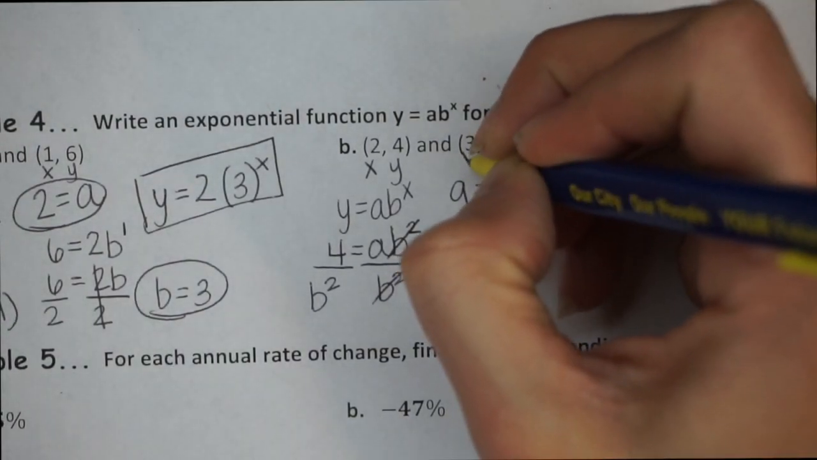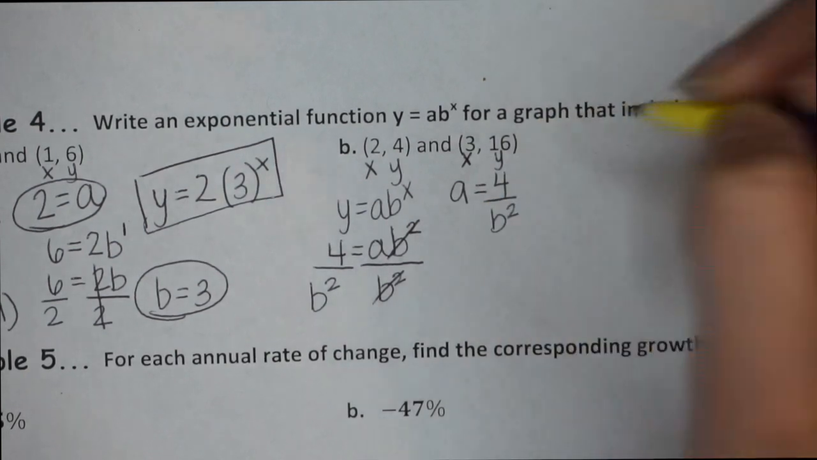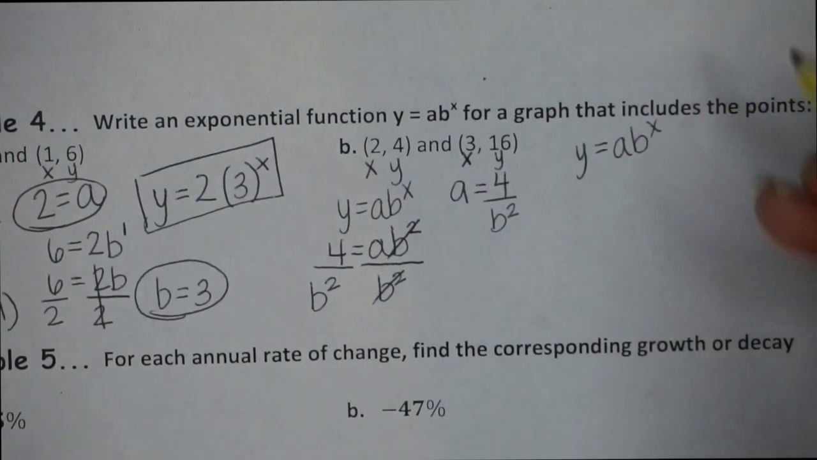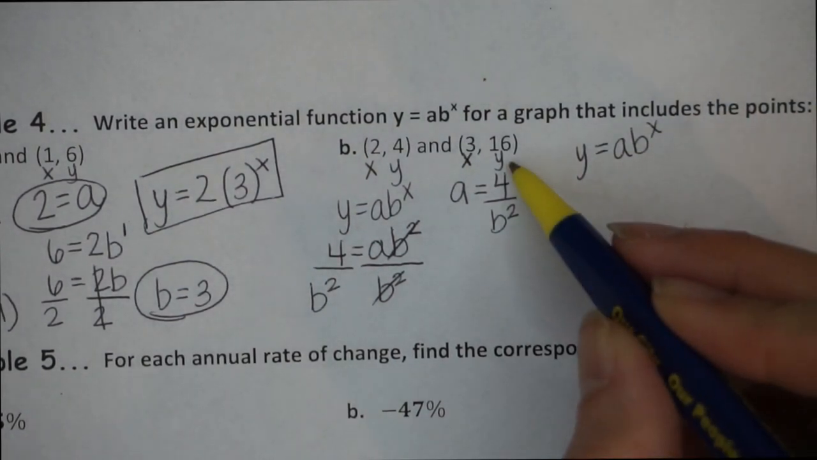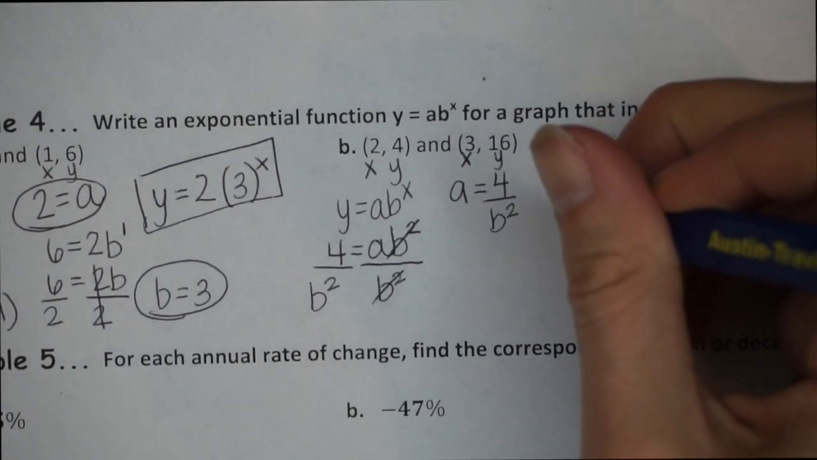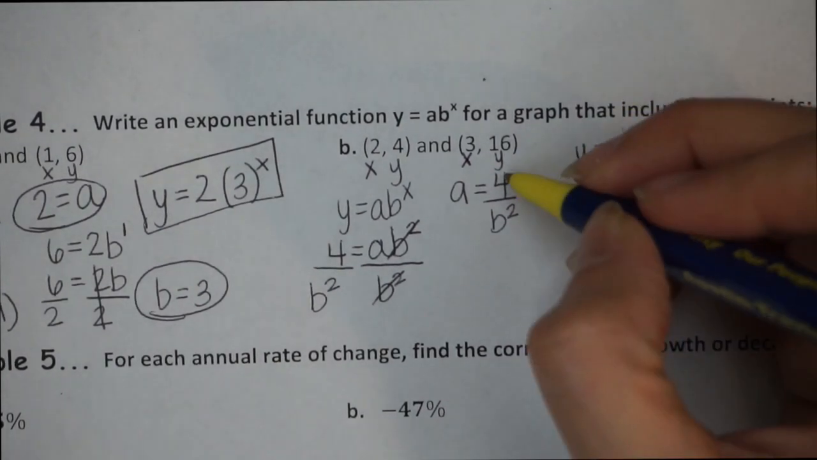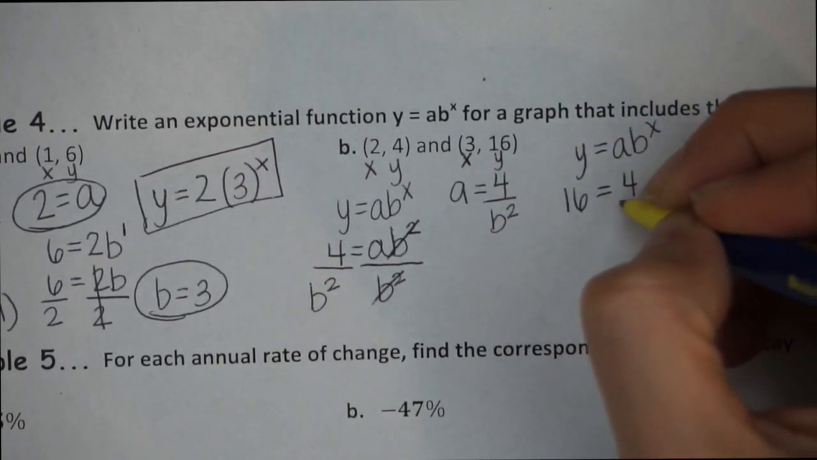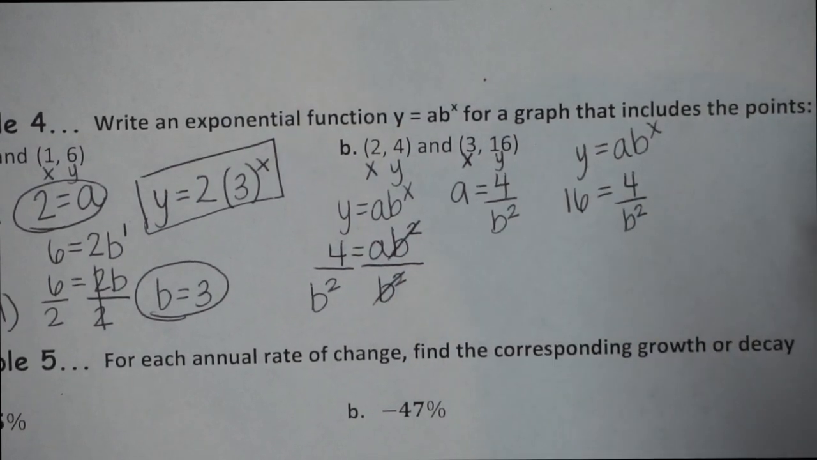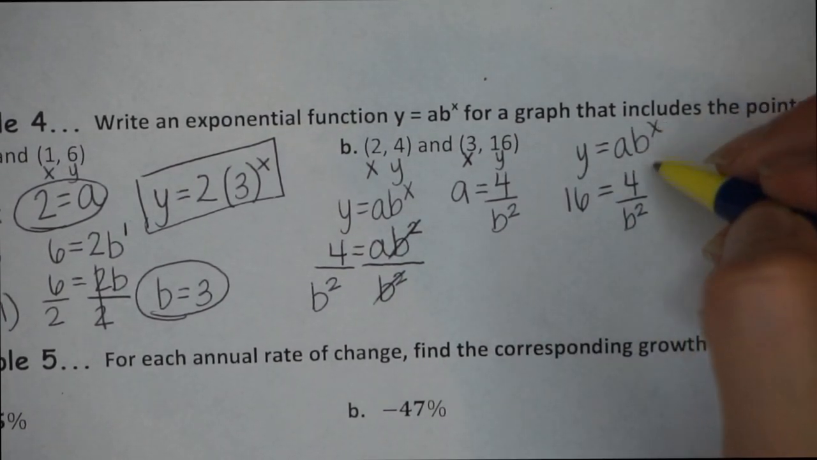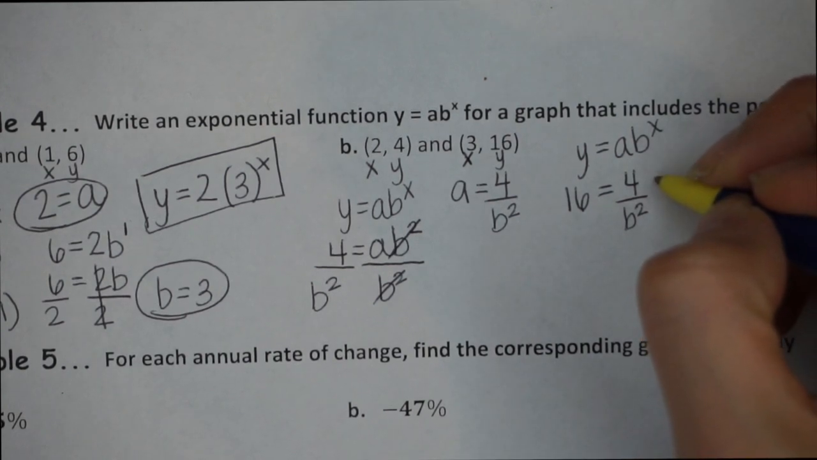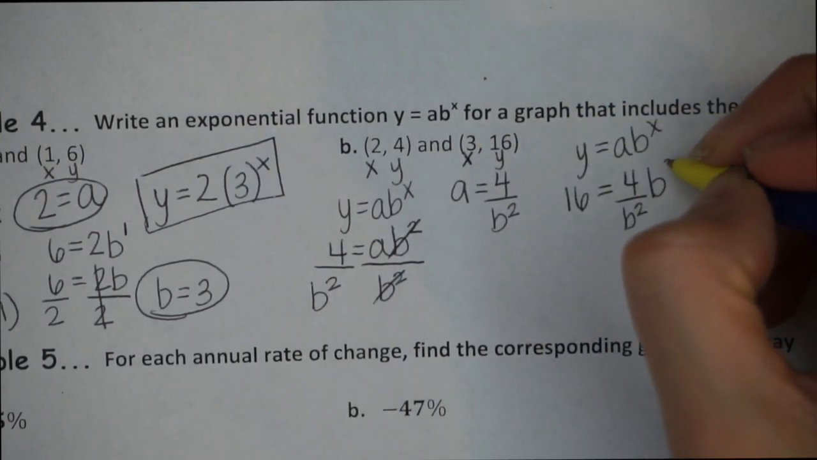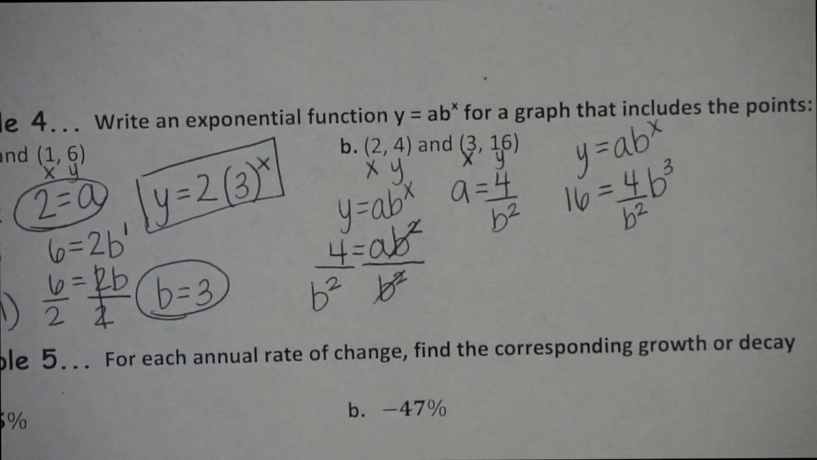Now using x and y from our second point, we're going to start with y equals a times b to the x again. This time we're going to plug in our y, 16, equals, and we're going to plug in what a equals. So we're going to plug in 4 over b squared. And then we have b times b to the third power. x is 3, so we plug in 3.